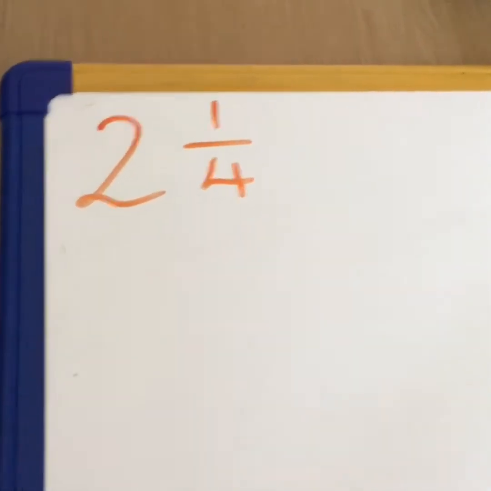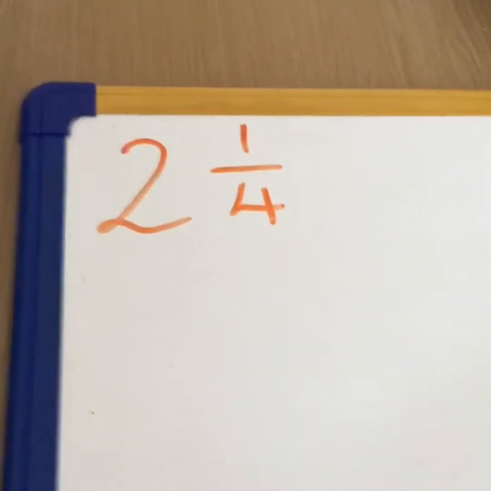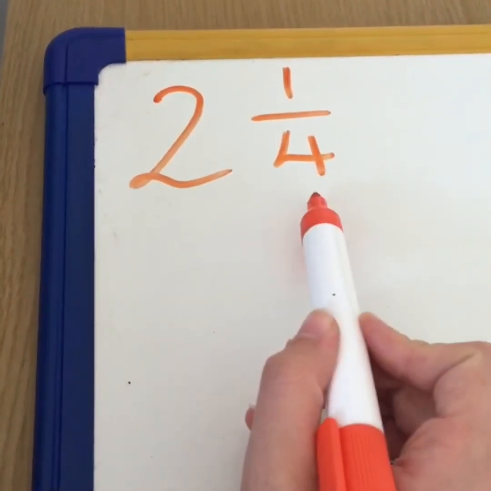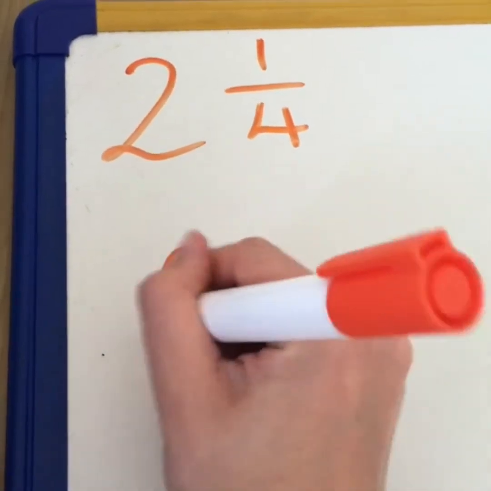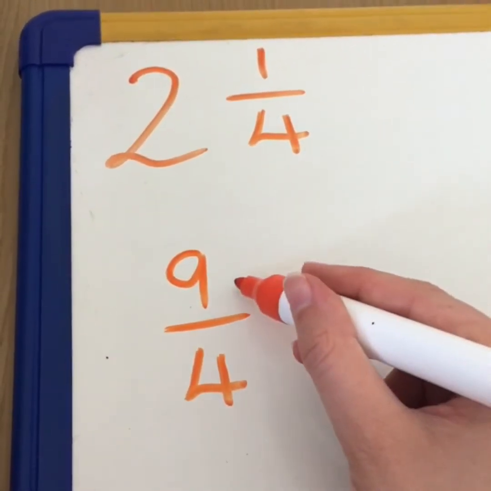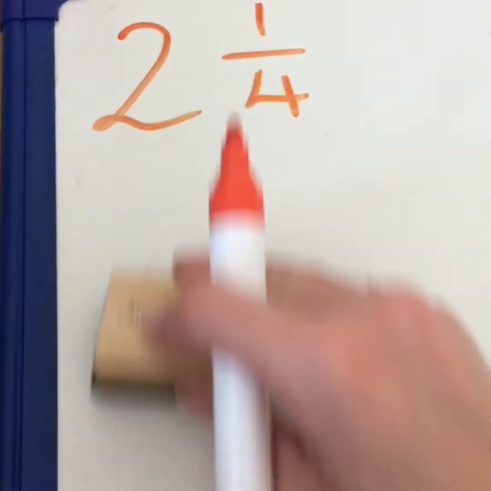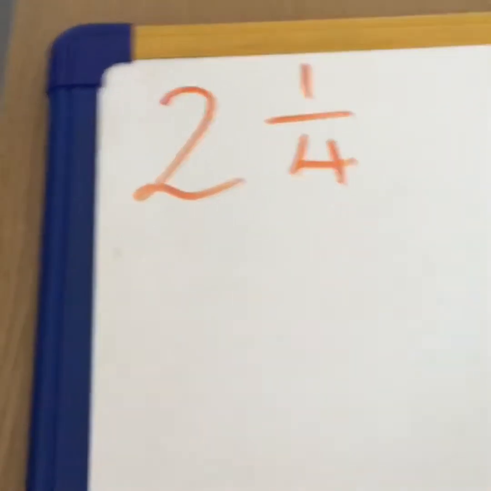Okay, we're now going to move on to mixed numbers and improper fractions. This is a mixed number because it's got a number and a fraction. An improper fraction is one where the numerator is larger than the denominator. Okay, and we convert between these to help us work out problems.